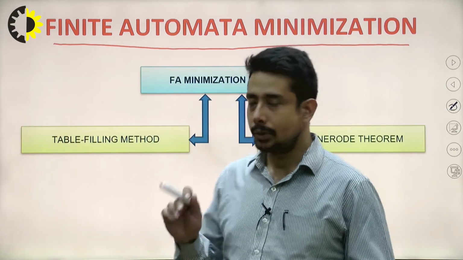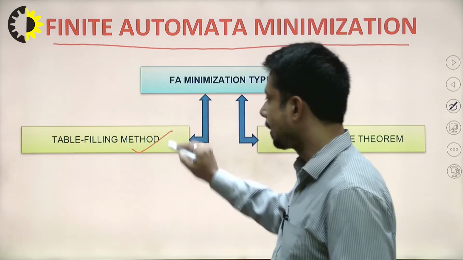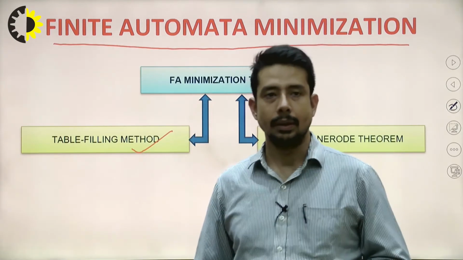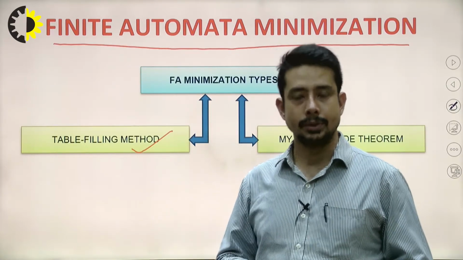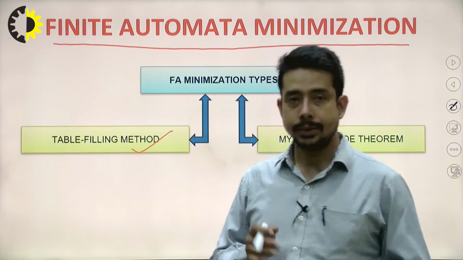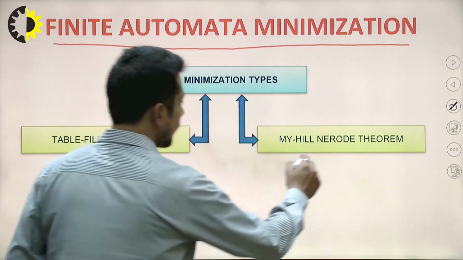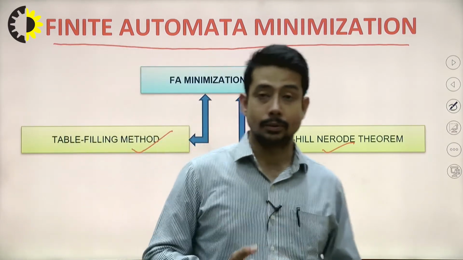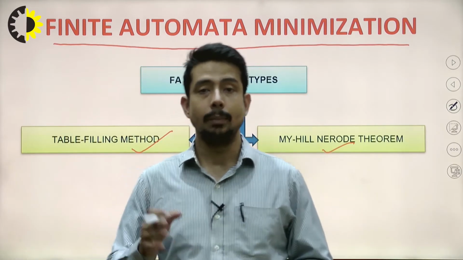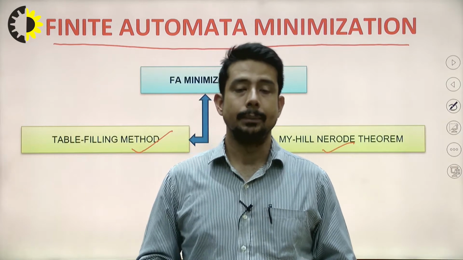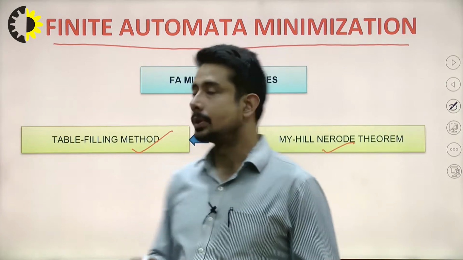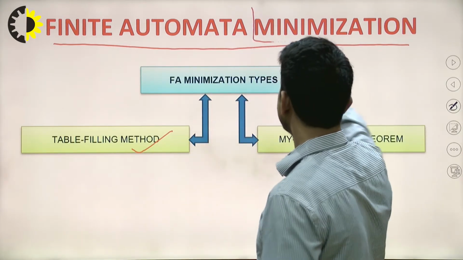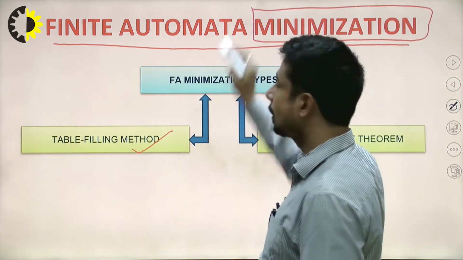So the first methodology is named the table filling method, and this is the method which we are going to discuss in this particular video. The second method is known as the Myhill-Nerode theorem. These are the two techniques with the help of which you can minimize or optimize a particular DFA. Now the question is, what is the meaning of this minimization? What are we going to minimize?